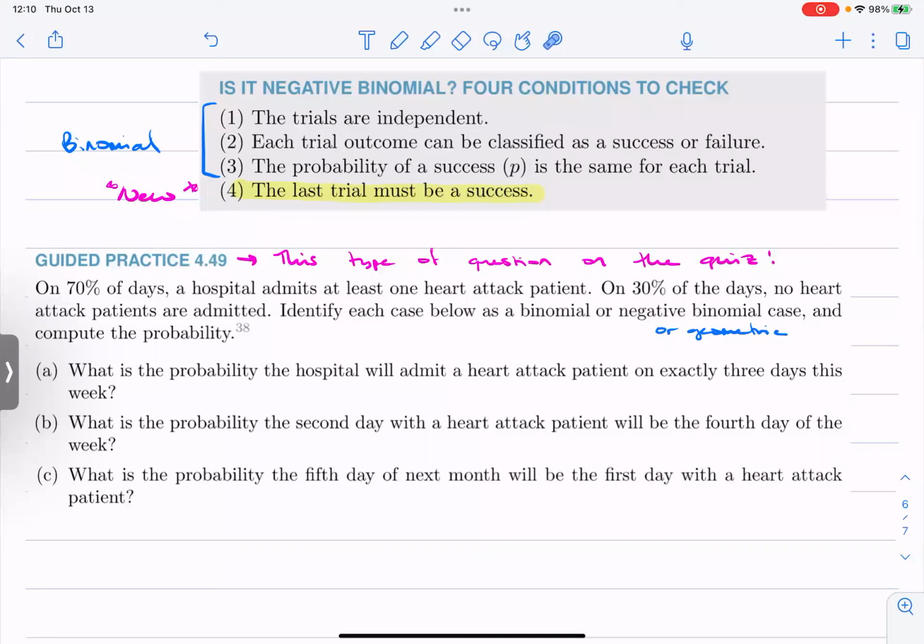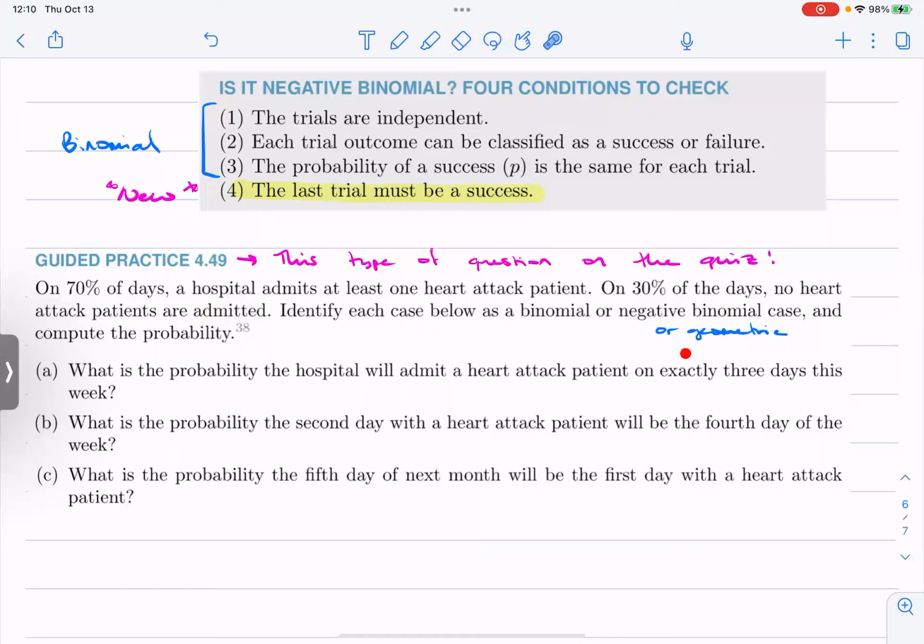So the question reads, on 70% of days, a hospital admits at least one heart attack patient. On 30% of days, therefore, no heart attack patients are admitted. So they either get at least one heart attack patient or they don't. Identify each case below as a binomial or negative binomial or geometric, and compute the probability. I'll set it up, but we'll see if I have time. I might fill in the blanks later.